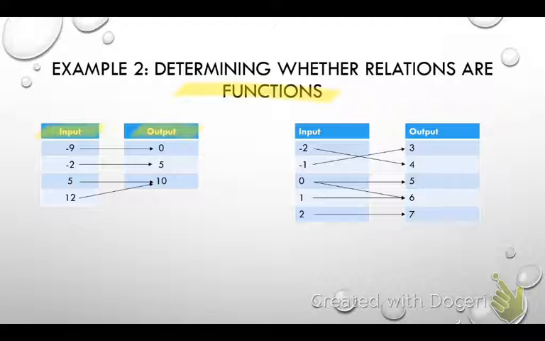So here's the catch. Two different inputs can have the same output. Actually, all of the inputs could have the same output and it still be a function. All right, so even though 5 and 12 share the same output of 10, it is a function. I say yes because, and the why part of it is very important. If you understand the why, you're going to get these right all day, every day.